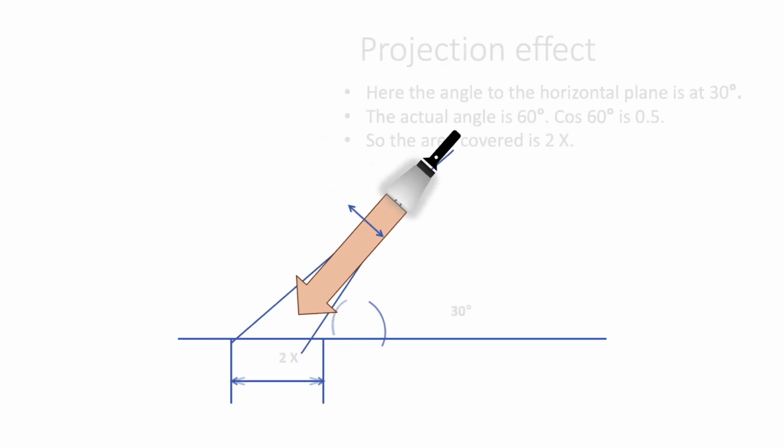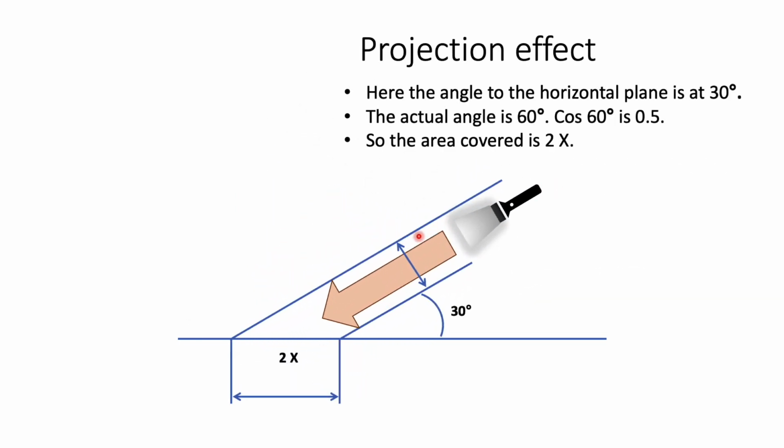And when we look at the sun in the early morning or the late evening, we can see the angle is around 30 degrees. So when the angle is 30 degrees, the horizontal plane is at 30 degrees, but the actual angle is 60 degrees. So cos 60, when we calculate, is 0.5. So instead of 1x, the sunlight now covers an area of 2x.